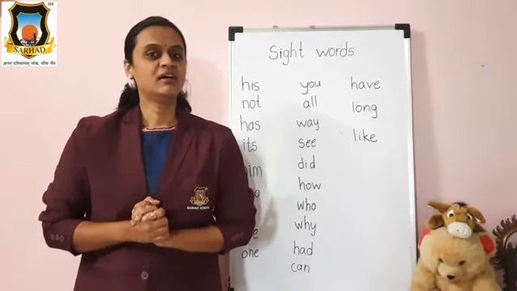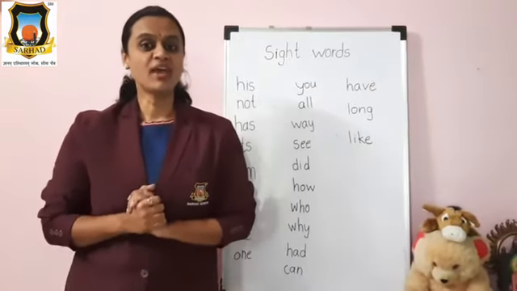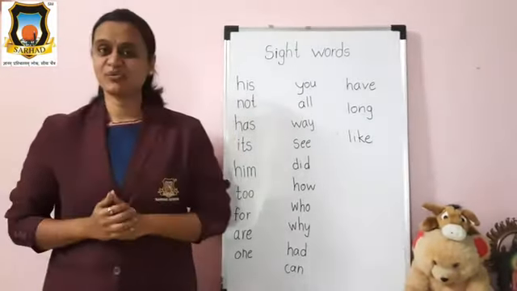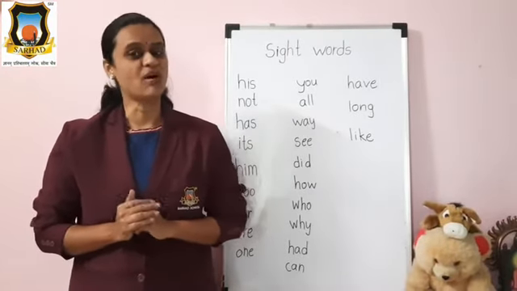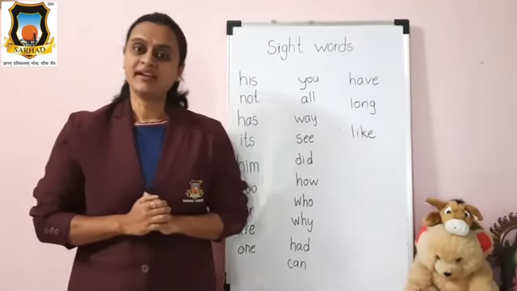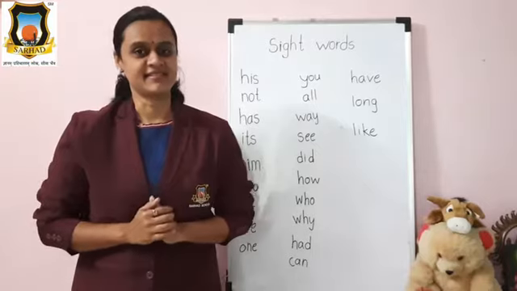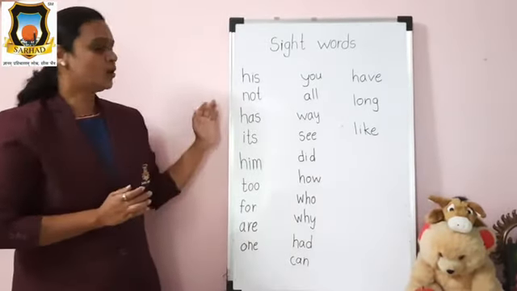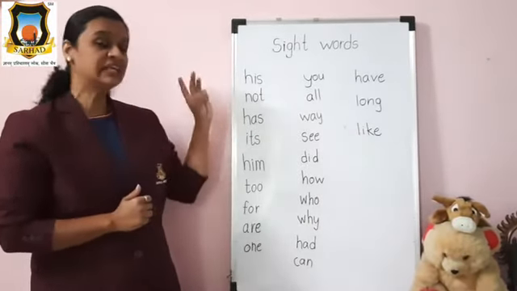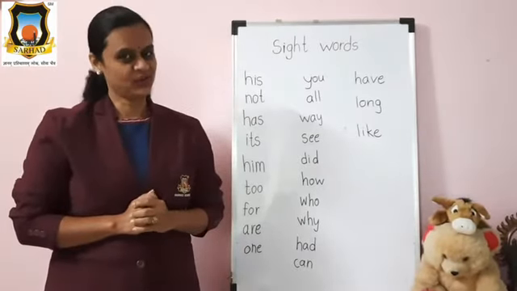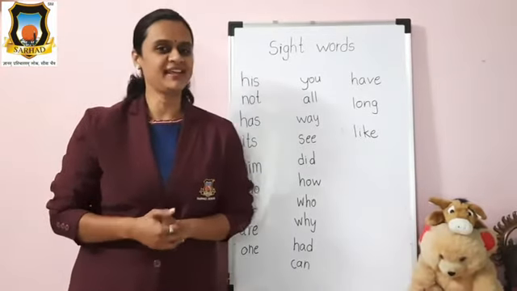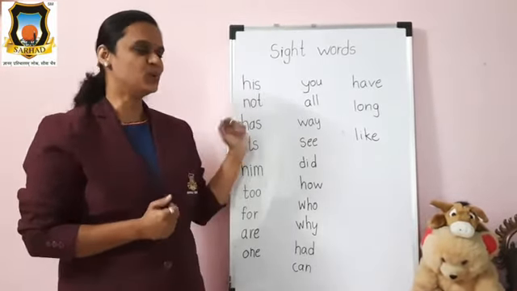Okay children? Last session we learned sight words. What does it mean by sight word? Non-phonetic words. We use sight words for reading and making sentences. You have already done two-letter sight words. Today we will learn three-letter sight words. Okay, children? First, sit properly. Now, look at the board.